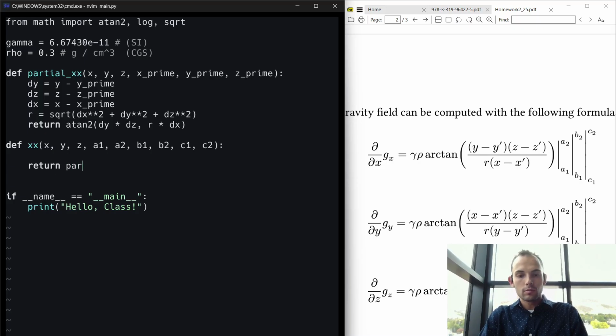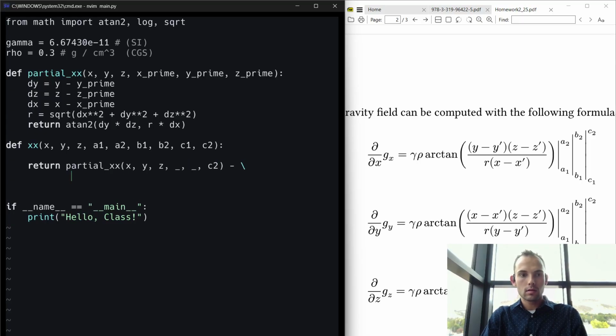So let's do, we can do partial x, y, z. I don't know what x and y are yet, but we can do C2 minus x, y, z, don't know that, minus C1. Okay. And now we need to evaluate, we just did the outer one, now we need to unwrap the inner one.